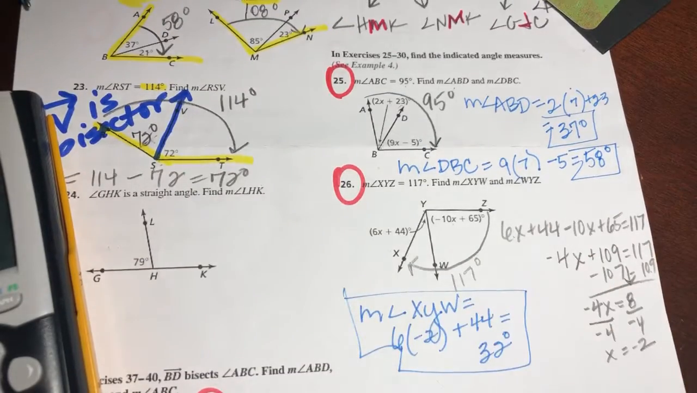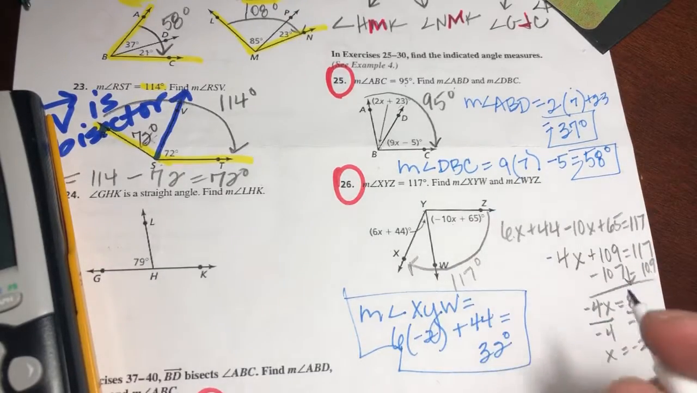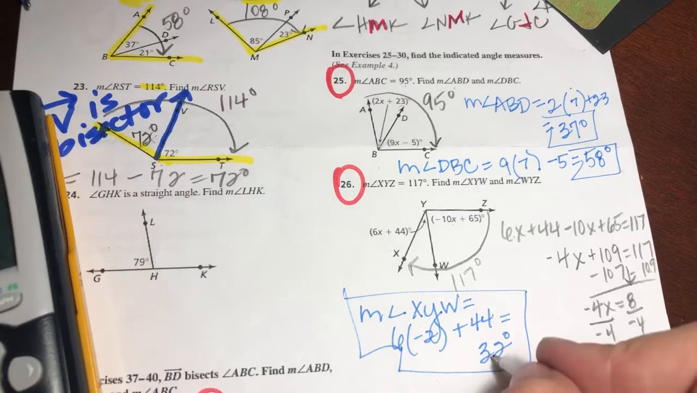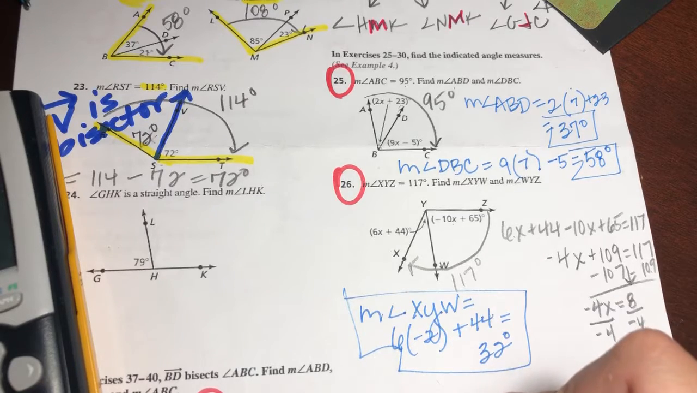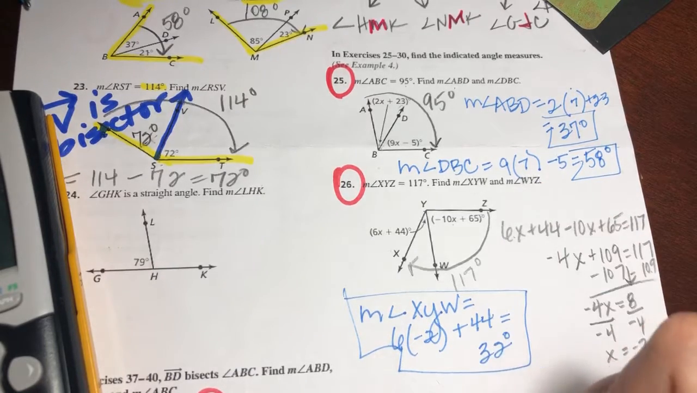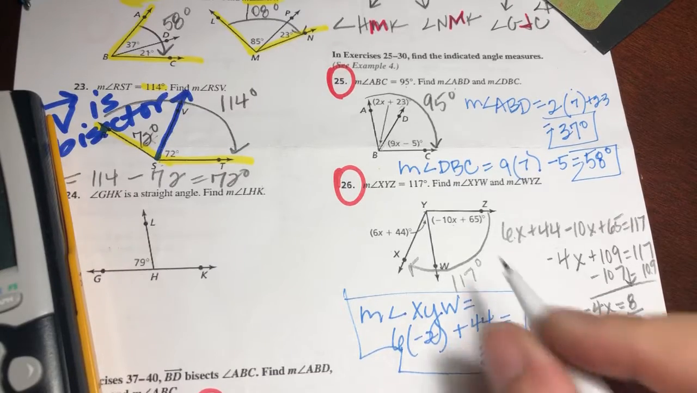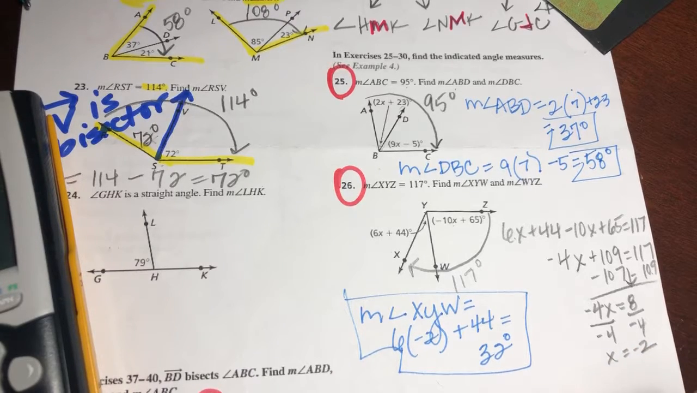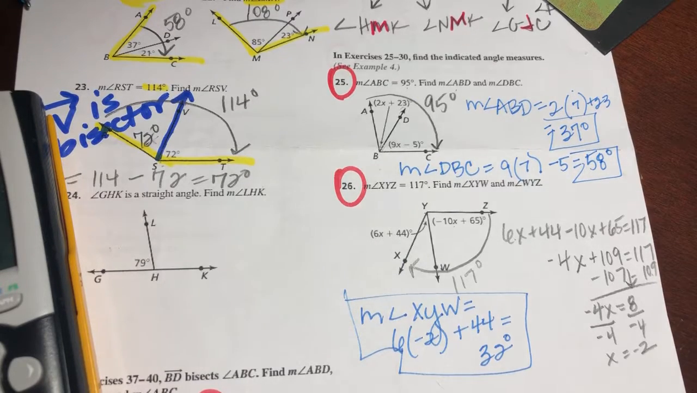Now, if I do my math right, 117 minus 32, I should get an answer for this other angle that's positive 85. Let's see what happens. I just did 117 minus 32. The difference was 85. WYZ is going to be equal to negative 10 times negative 2 plus 65. There you go, there's our 85. Negative 10 times negative 2 is 20 plus 65 is 85. Yeah, 85. Exactly what I needed to have.